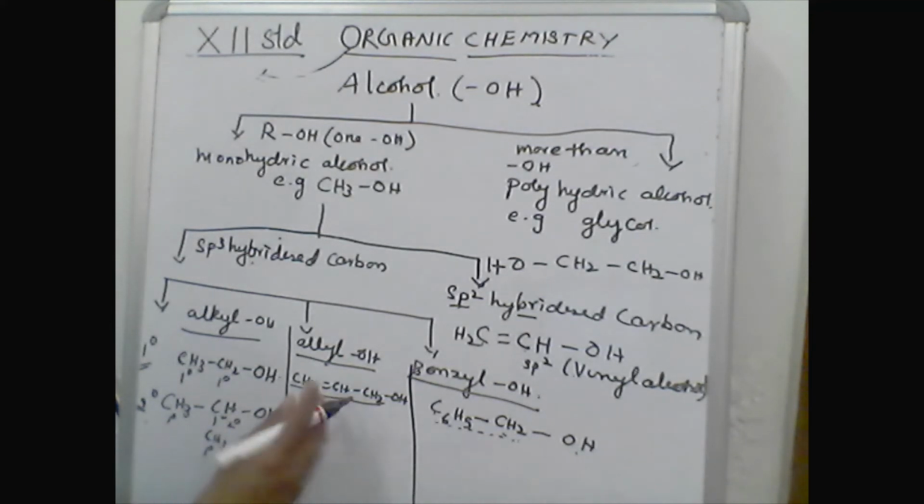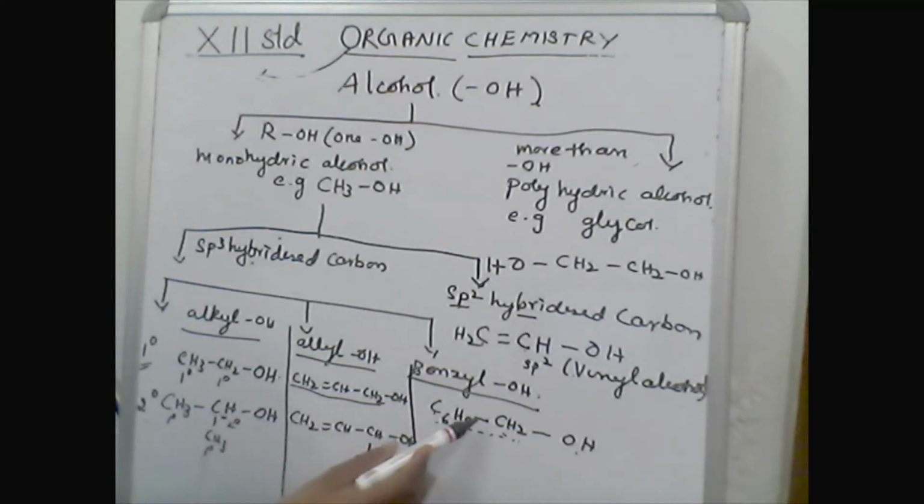Similarly, I have to convert this primary carbon to secondary. Here CH3 and OH. So again this part is secondary. This part we call the allyl group, and the OH is attached to the secondary carbon, which is connected to two carbons directly. Similarly, benzyl also we can convert from primary to secondary: C6H5CH.